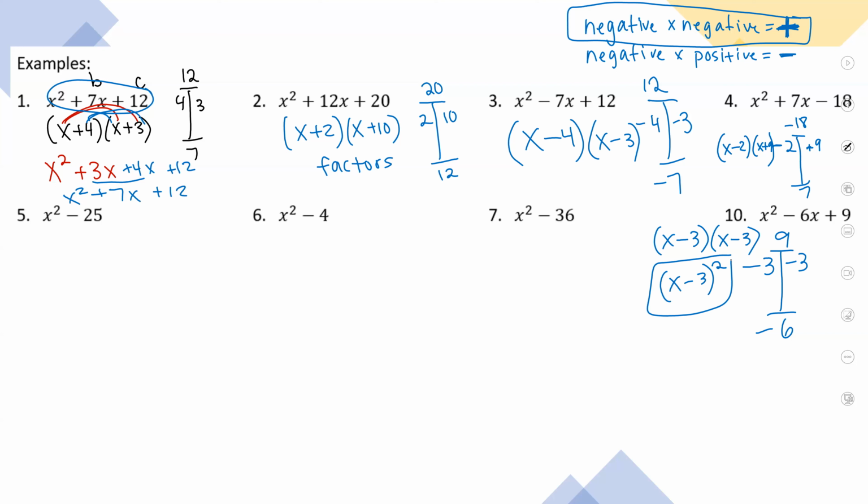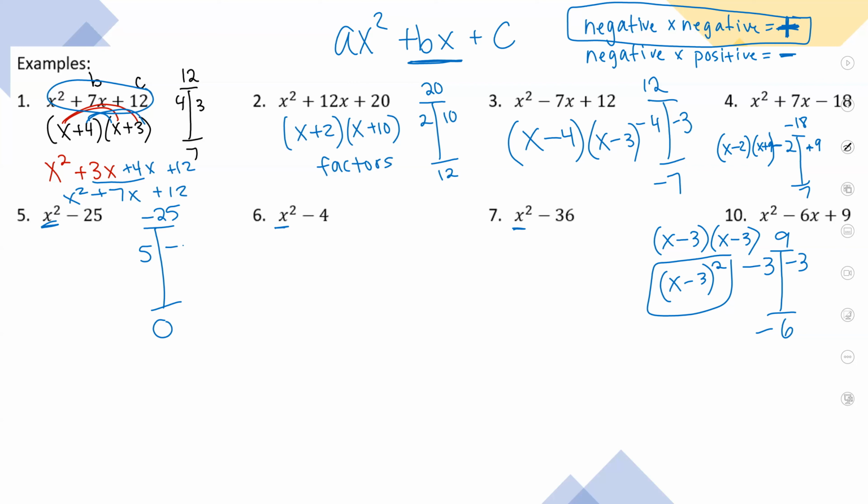Okay, guys, remember standard form is ax squared, which they have. They all have an ax squared. They do not have a bx, but they do have a c. So they're missing a b value. So guys, that means for number 5, I need two numbers that will multiply to negative 25, but add to 0. Can you think of them?